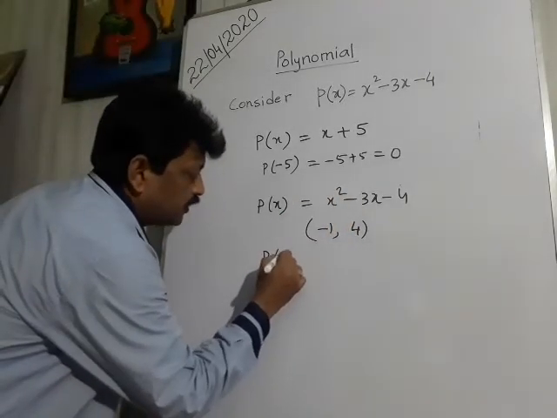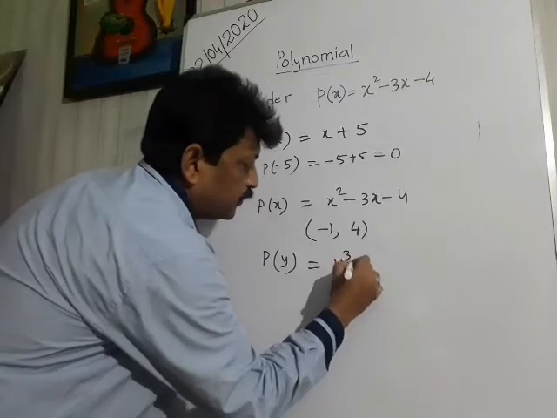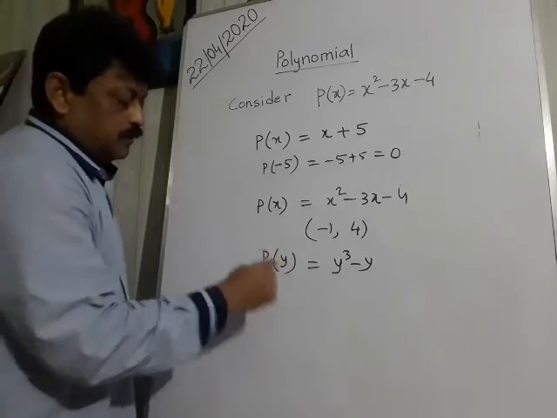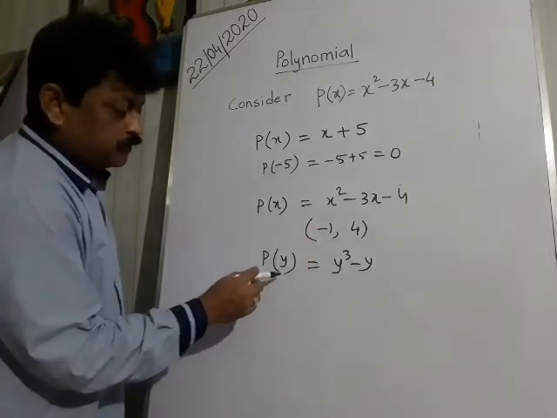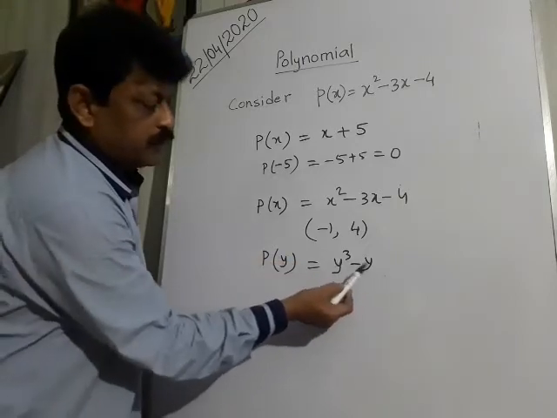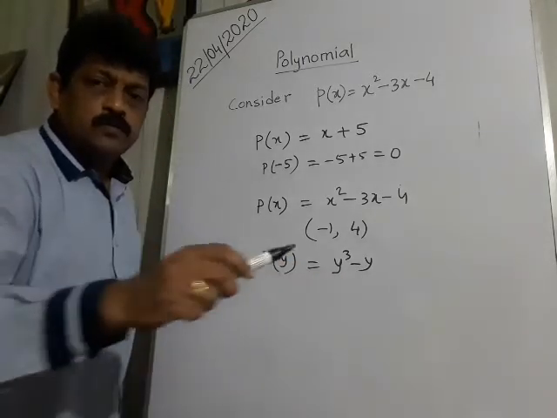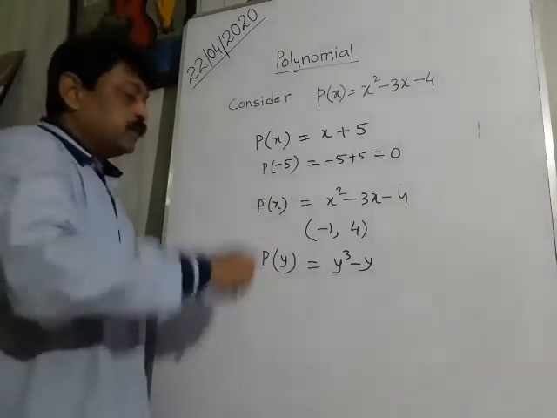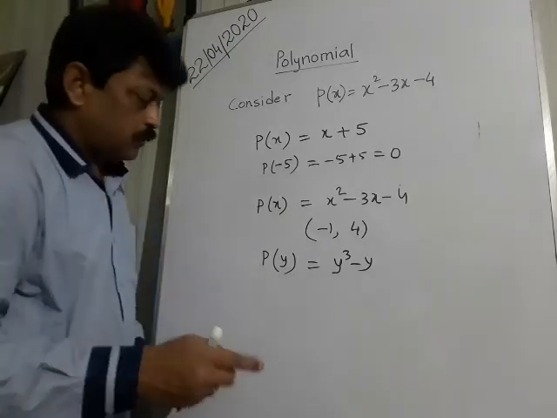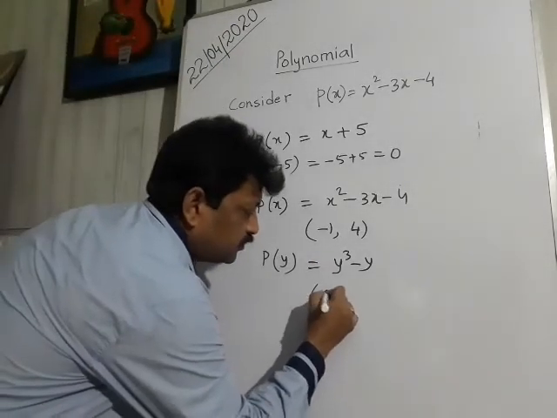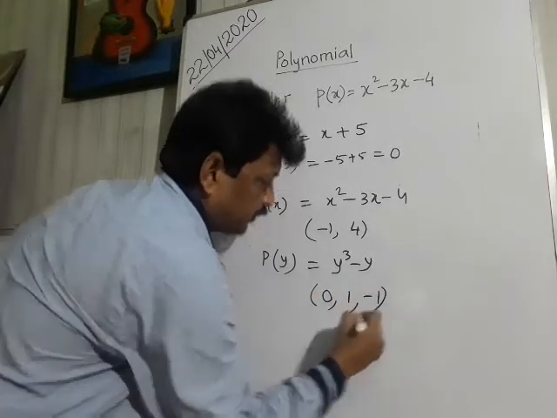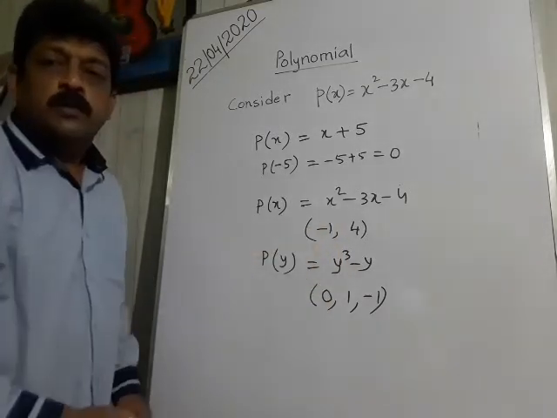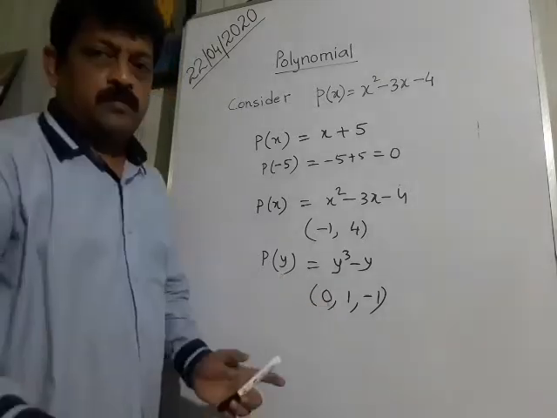Similarly, let us take one cubic polynomial, y cube minus y. Say if we put y equal to 0, then p(0) will become 0. If we put y equals 1, see 1 cube minus 1 is also 0. So 1 is also the 0 of p(y). And if we put y equals minus 1, then also the value of the polynomial will become 0. So in this cubic polynomial, there are 3 zeros, 0, 1 and minus 1.